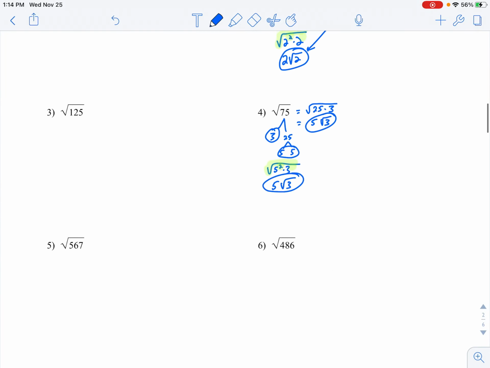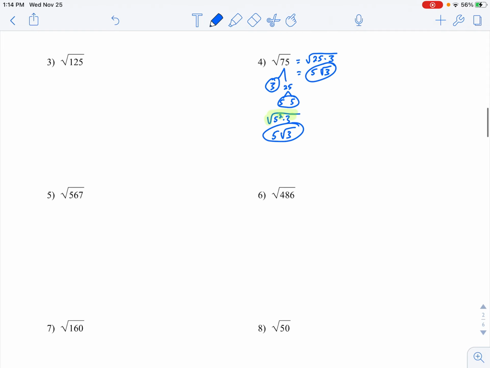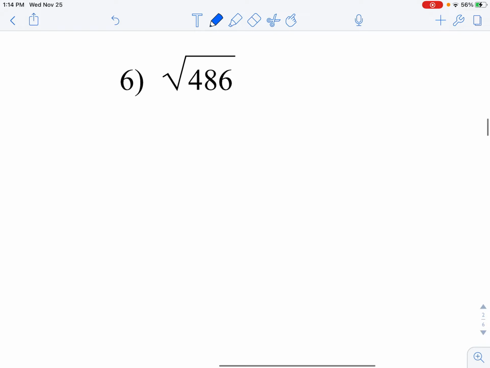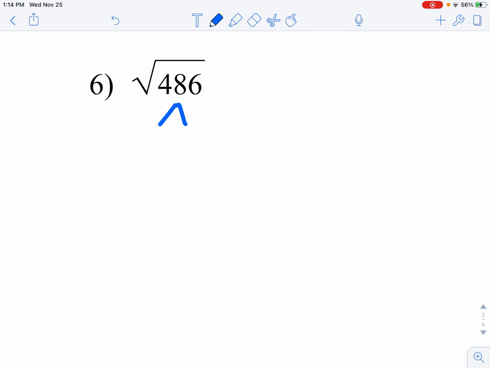Okay, I think I'm going to just stick with the tree method from now on. Because look at this. This is a big number. It's going to be a pain. I can't just think about that and say, oh, I can divide this by blah, blah, blah. So I can look at it and say, oh, it's an even number. So I can divide out a 2, and that's going to be 243.